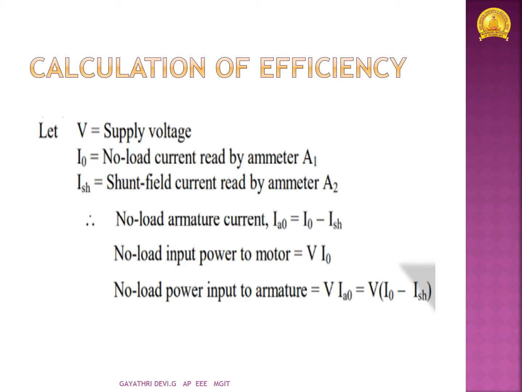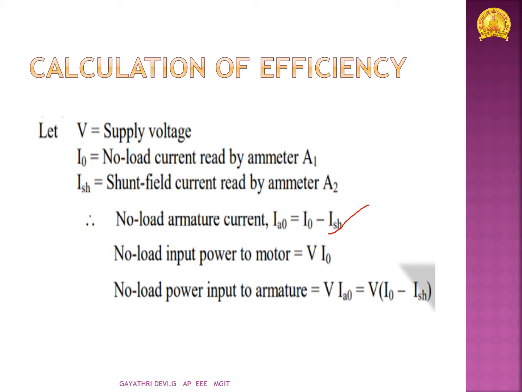These are the efficiency calculation equations. Here V is the supply voltage we are giving. I0 is the no load current read by the ammeter A1, and ISH is the shunt field current read by the ammeter A2. The no load armature current Ia0 can be written as I0 minus ISH. From that figure we can write all these equations. So the no load armature current Ia0 is I0 minus ISH, where I0 is the no load current and ISH is the field current.